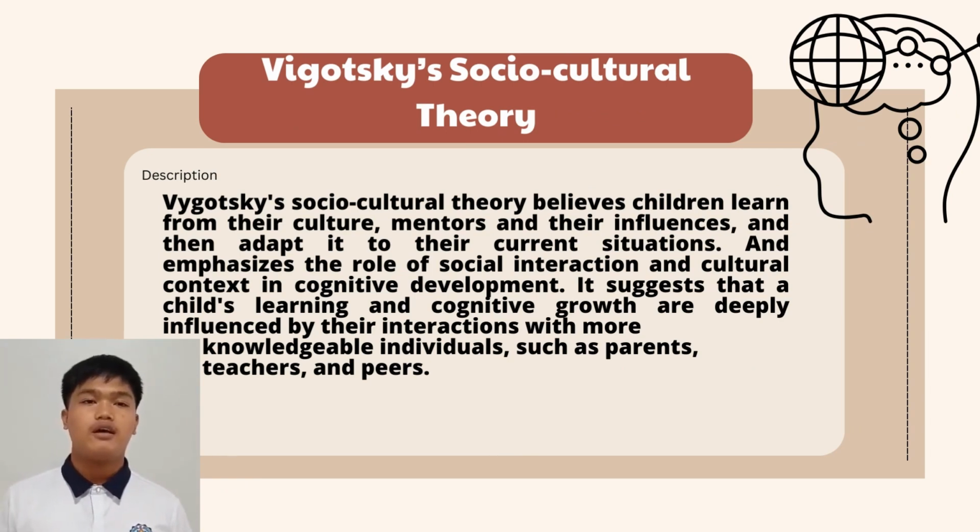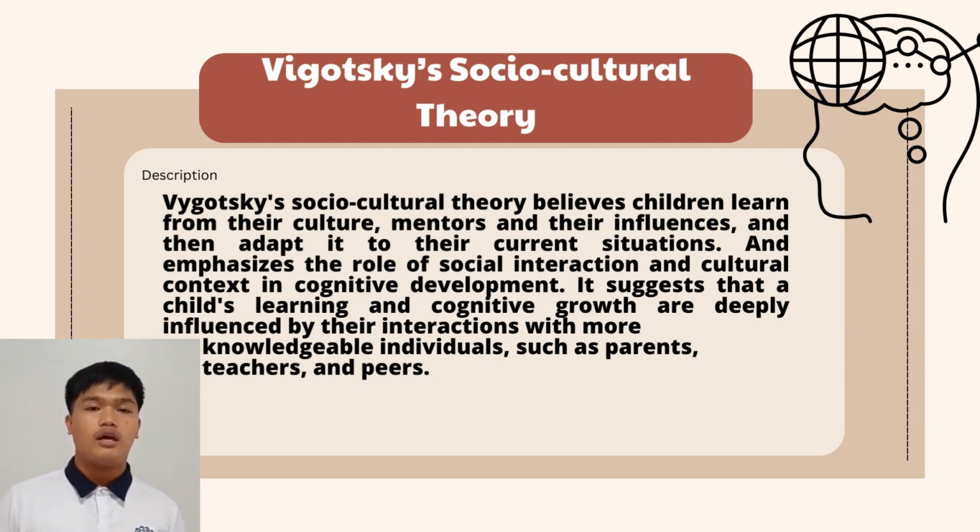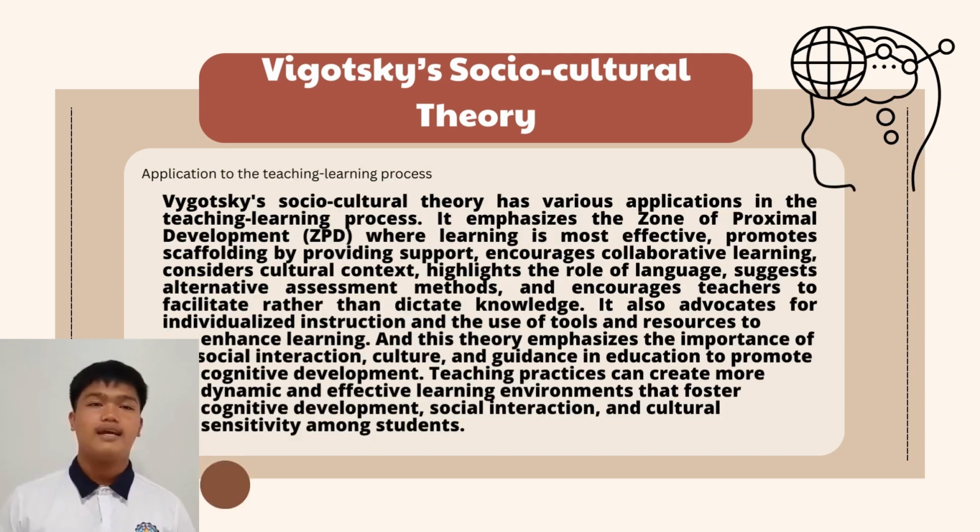Brief description. Vygotsky's sociocultural theory believes children learn from their culture, mentors, and their influence, and then adapt it to their current situations, and emphasizes the role of social interactions and cultural context in cognitive development. It suggests that a child's learning and cognitive growth are deeply influenced by their interactions with more knowledgeable individuals, such as parents, teachers, and peers.